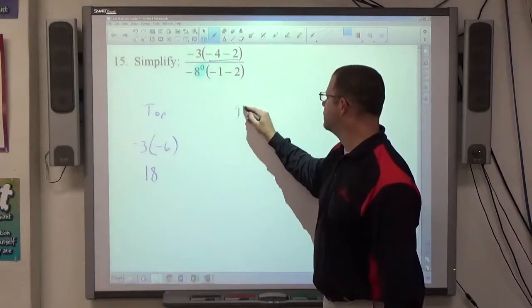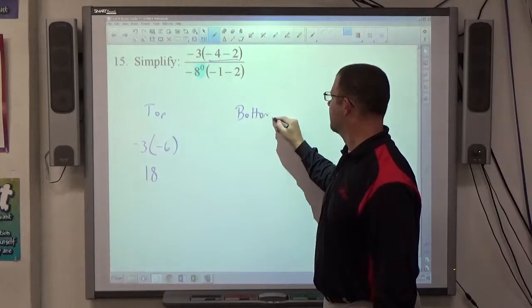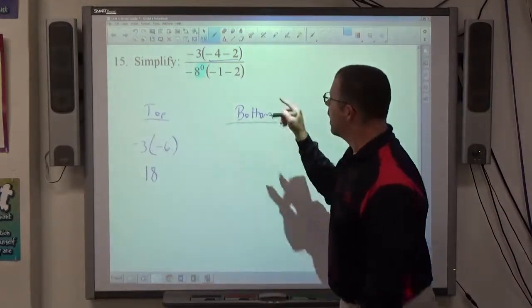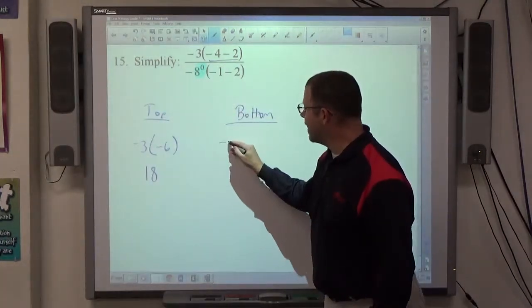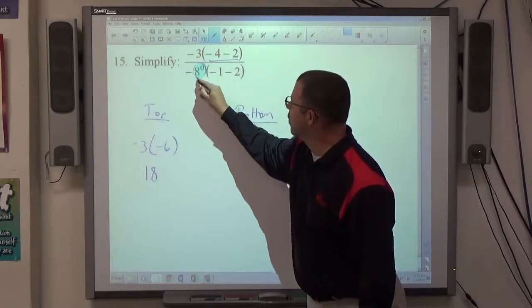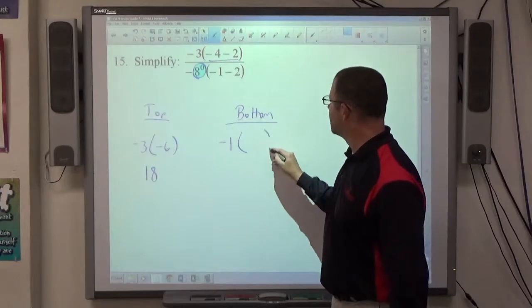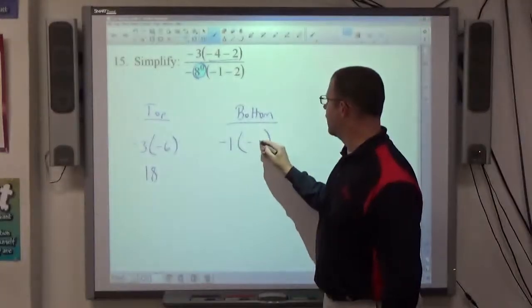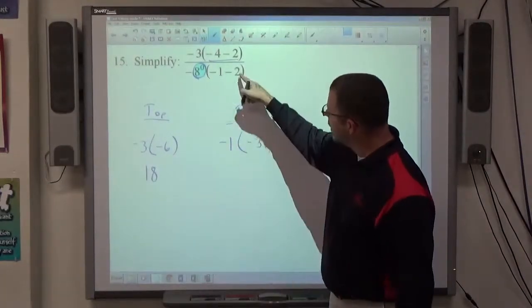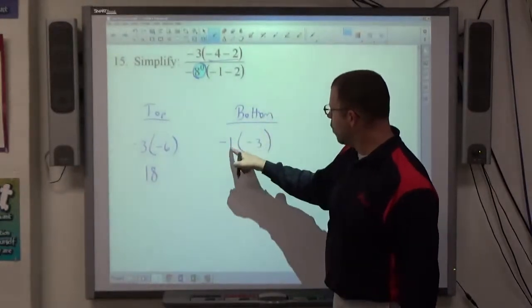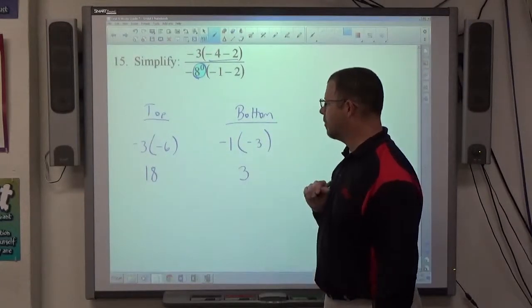On the bottom, negative 8 to the 0 is going to be negative 1. Again, this makes 1. The minus sign is not being raised to the power, so leave it negative. Inside the parentheses, negative 1 minus 2 is negative 3. Addition because the signs are the same. Negative because 2 is bigger. 1 times 3 makes 3, and 2 negatives make a positive.